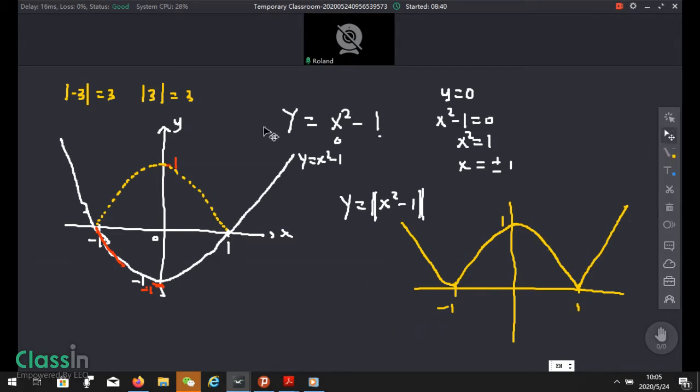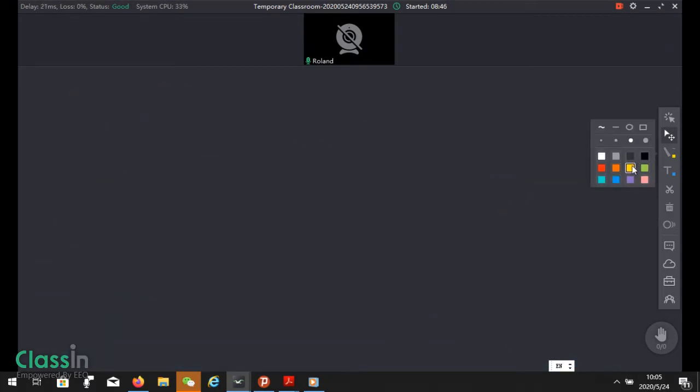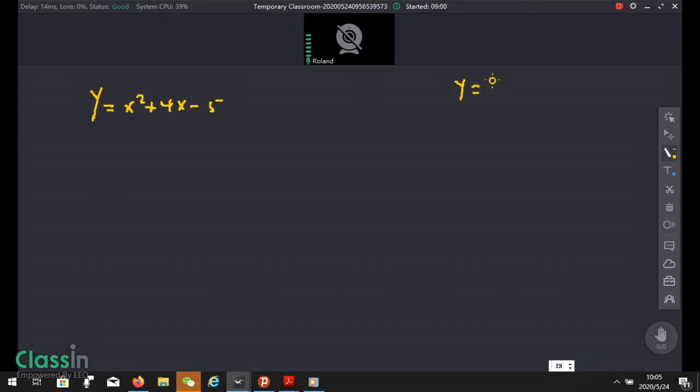All right. Let's try to solve more examples, maybe one more or two more. If y equals x squared plus 4x minus 5, we want to sketch this graph and also sketch the graph of y equal to the absolute value of x squared plus 4x minus 5. Let's sketch this graph and see.